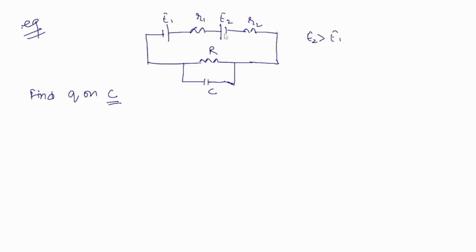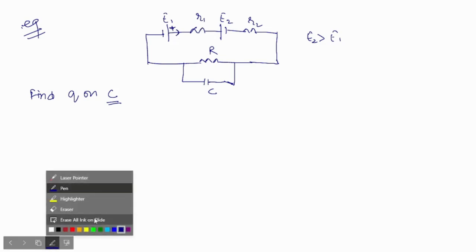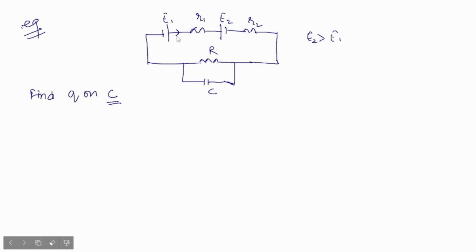The current will always originate from the positive one. If E1 was greater, then the direction of current would have been like this. But in this situation E2 is greater, so the direction of current will be from E2 to E1. This will be the direction of current.